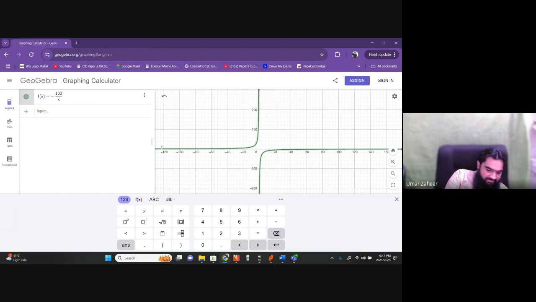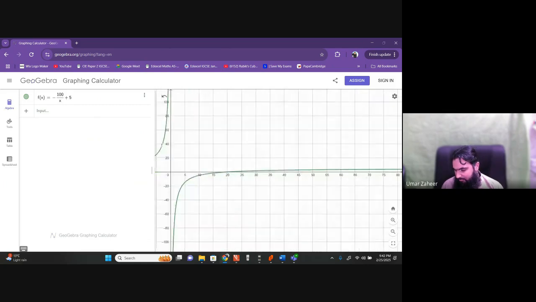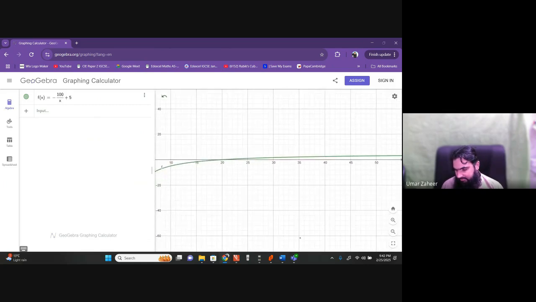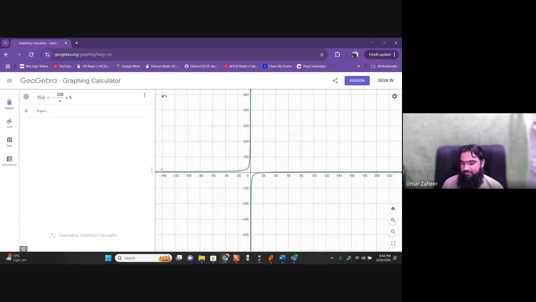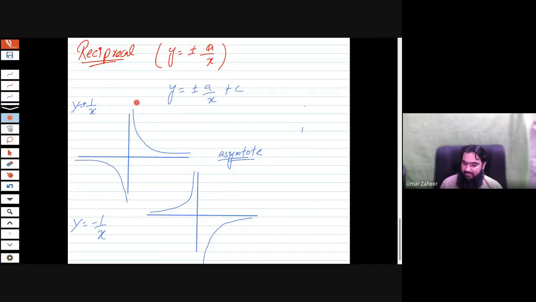I'm going to add, let's say, plus 5. So when you add plus 5, the graph is moved, you have to look carefully. Now it has moved a little bit upward. The exact graph has moved a little bit upward, but the general shape of the graph is going to be exactly the same. The first quadrant, second quadrant, third quadrant, and fourth quadrant.